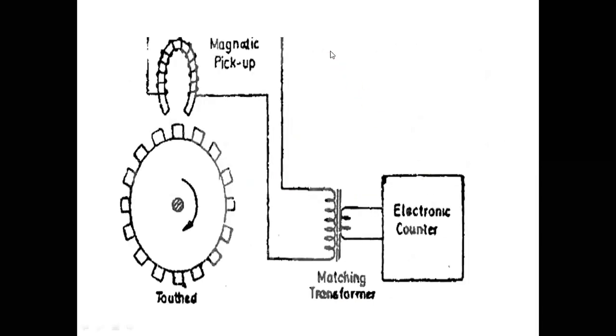Now this is non-contact type measurement of speed. For example, I want to measure the speed of this rotor, which is moving like this. Many times we have to place an instrument onto the rotor to measure the speed.